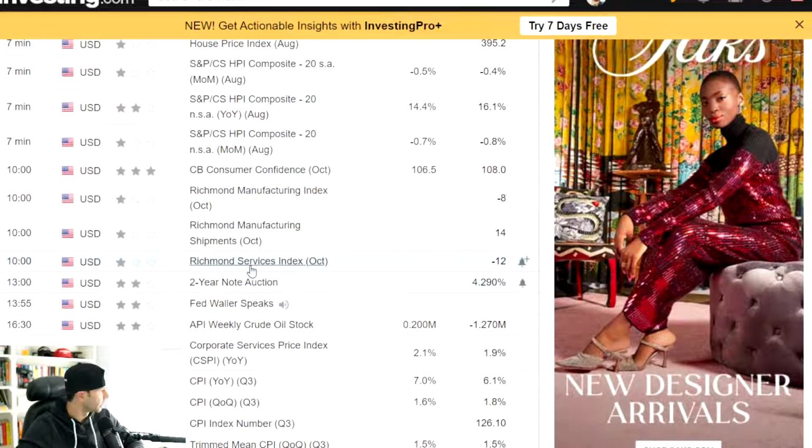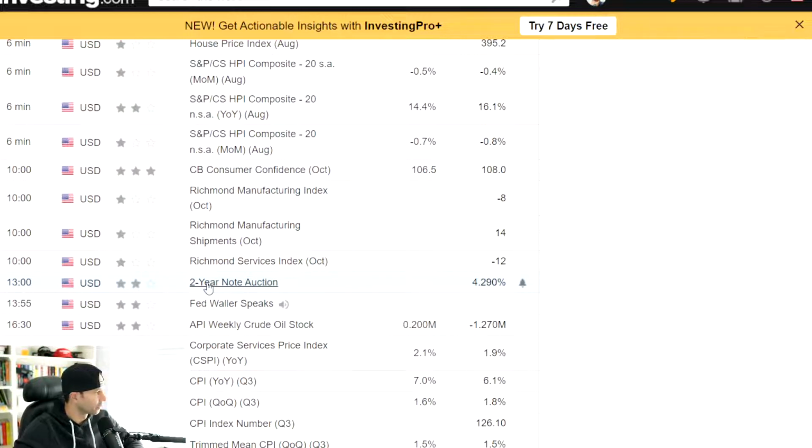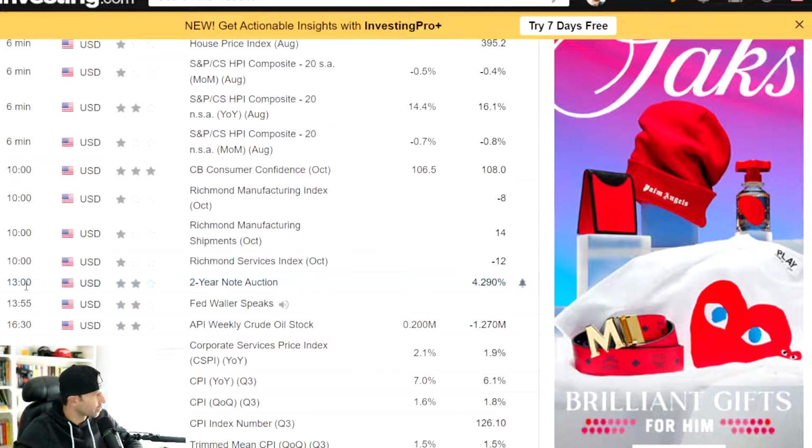Then later in the day we have the 2-year note auction. I know this is not a report that usually has 2 stars. It's just because of what is happening, the market is paying attention to this report coming out because of the yield curve, right? And the spread, the 10-year and 2-year spread is very important. So I want to pay attention to this too. But it's at 1 p.m. So we're pretty much done by that time.